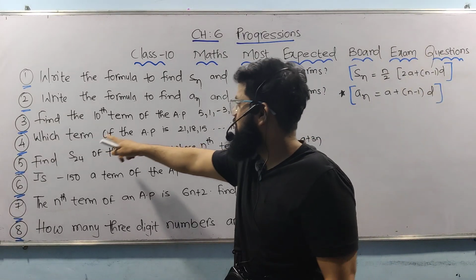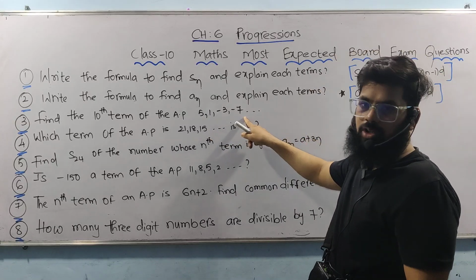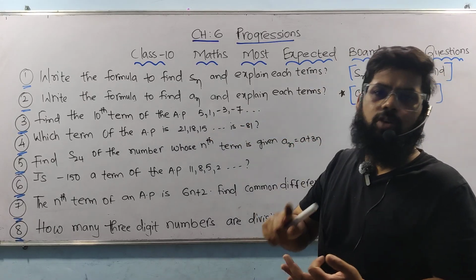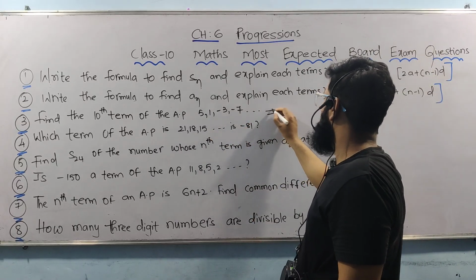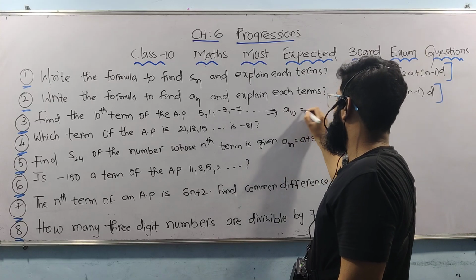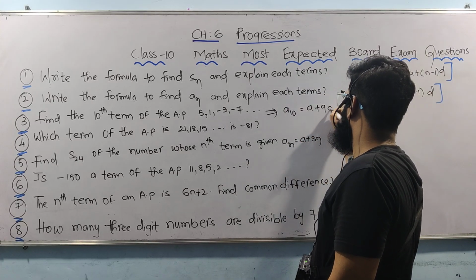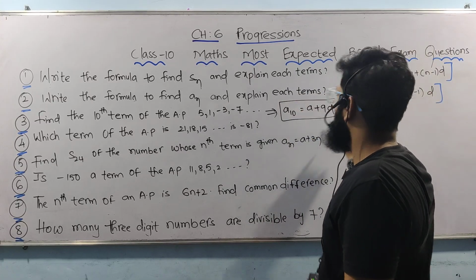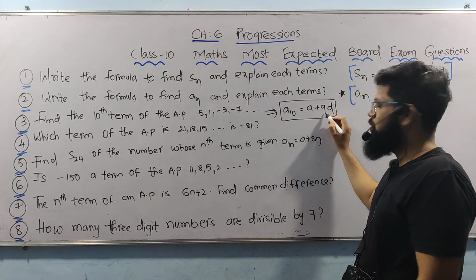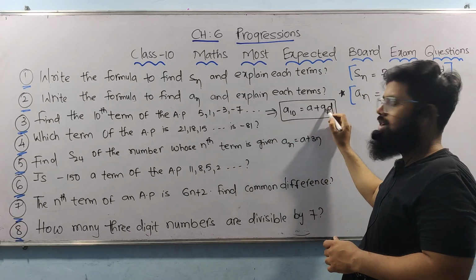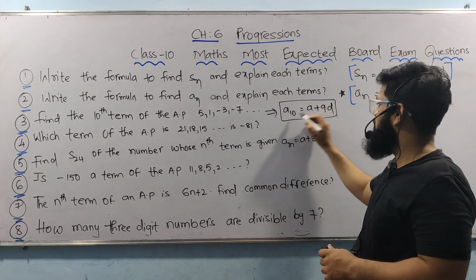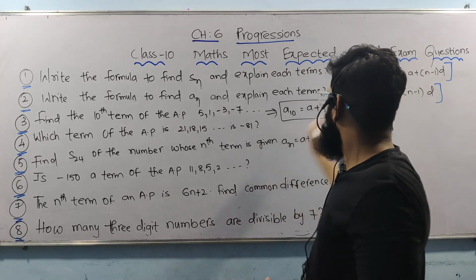Coming to the third one: find the 10th term of an AP. Whether it is the 10th term, 12th term or 15th term, you know very well. If they are asking for the 10th term, we simply use the formula a10 is equal to a plus 9d. The number beside d for the 10th term is 9, for the 12th term it is 11, and for the 20th term it is 19.